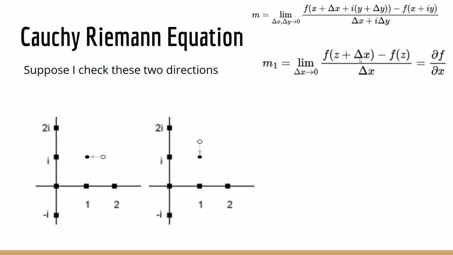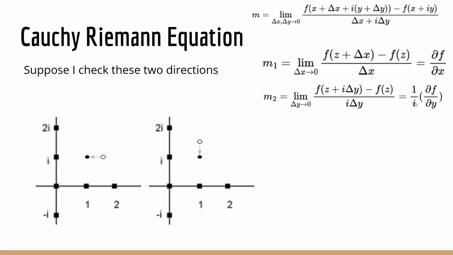Okay, so m1 is basically f of z plus delta x over delta x. This point 1 plus i is our z, right? z equals 1 plus i. So it's going to be f of z plus delta x minus f of z over delta x. And it's basically just our partial f with respect to x, right? Because we're keeping y constant. We're only varying x. And for m2, it's essentially keeping x constant. We're only varying y, right?